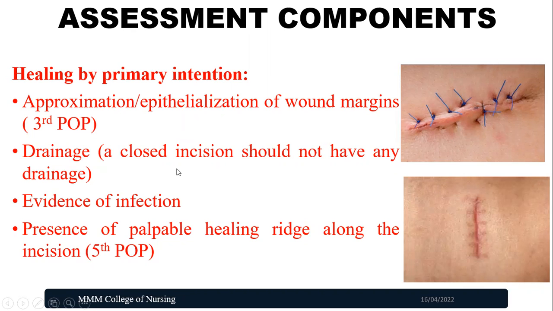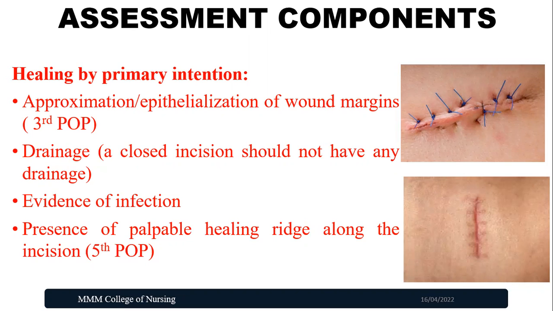Usually, a closed incision should not have any drainage or evidence of infection, and there may be a palpable healing ridge along the incision, which may be seen up to the 5th postoperative day. This palpable healing ridge may not be palpable if the patient is more than 2 or 3 weeks postoperative. In this case, the wound is considered to be fully granulating, that is, healing normally, if it is well approximated and has no signs of drainage or infection.